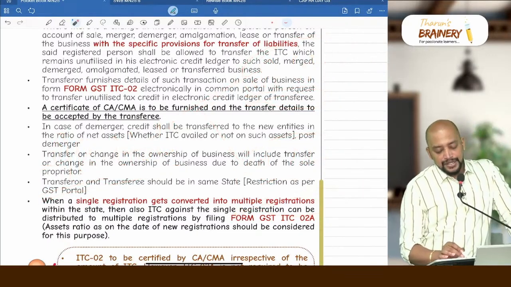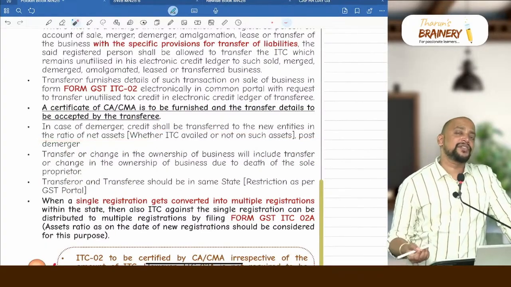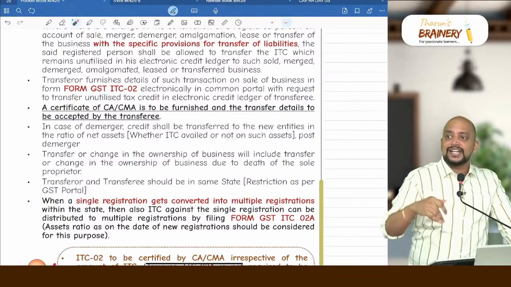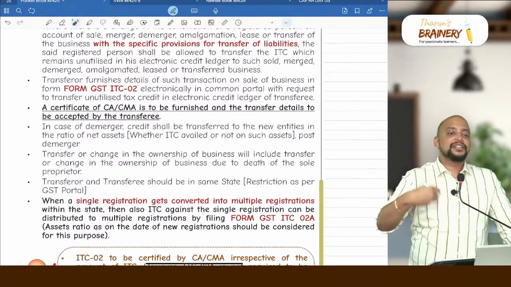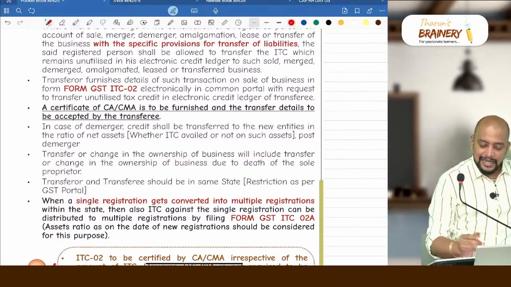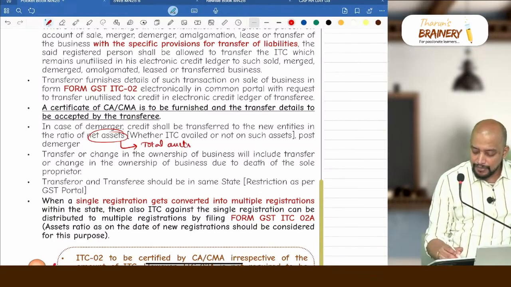So in case of demerger, credit shall be transferred to the new entities in the ratio of net assets. What is the meaning of net assets? Net assets means total assets minus ITC. Total assets minus ITC. We are transferring ITC only, for that purpose only we need to get. So all assets minus ITC. That is the meaning of this net assets. All assets, total assets minus ITC, that should be taken.